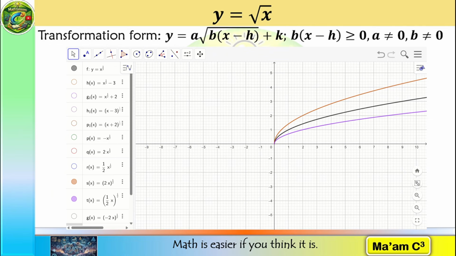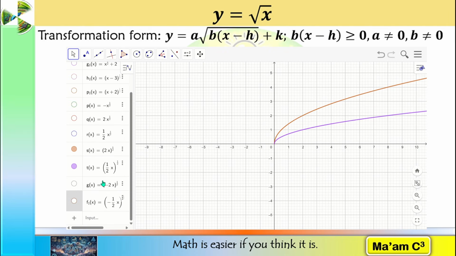Let me add 2 other transformations, but first, I'll just remove our mother function. So what remains is s of x equals the square root of 2x, that is the orange graph, and t of x equals the square root of 1/2 x, that is the violet graph. Now, what will happen if I make this negative? So I'll put a negative here. Our orange graph becomes the gray graph. It reflects along the y-axis.